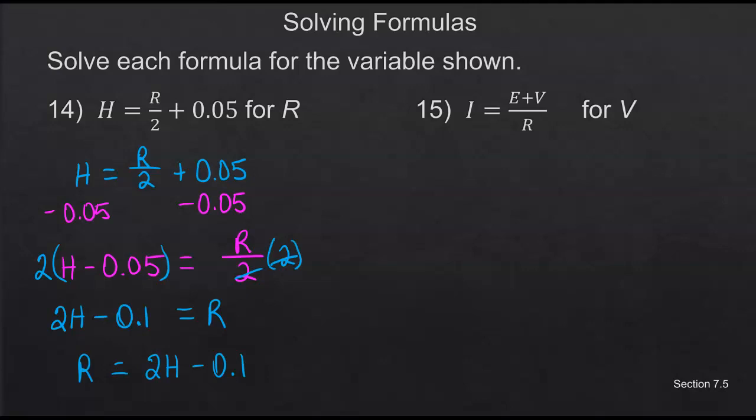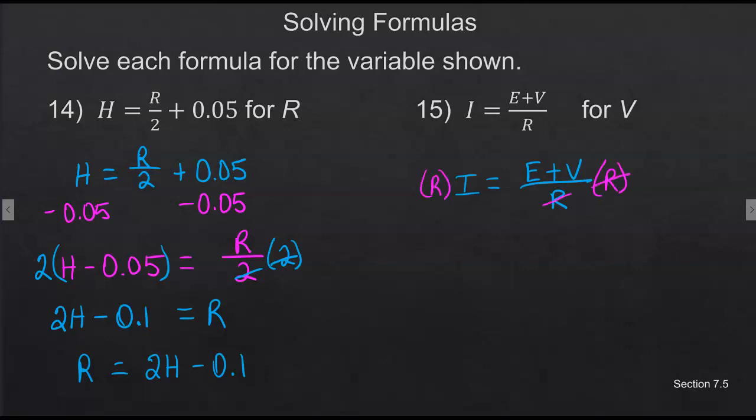Okay, number 15, we're solving for v, and we must get rid of the r first because we have a v in the numerator and we've got to have a way to get to that v, and that means get rid of or eliminate, cancel your denominator. Multiply by r.